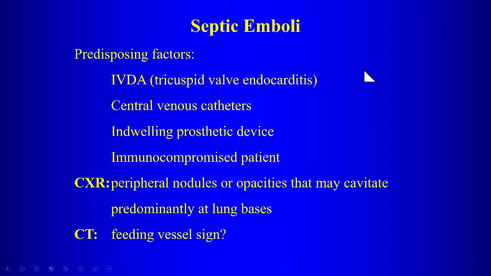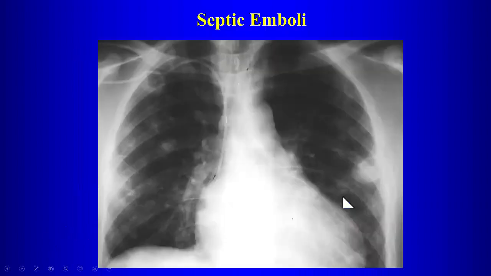So septic emboli: predisposing factors are IV drug abuse, tricuspid endocarditis, central lines, any indwelling prosthetic devices, and immunocompromised patients. We look for peripheral nodules or opacities with cavitation. They're predominantly at the lung bases. Some textbooks talk about the feeding vessel sign. It turns out that that's really not that helpful. So with peripheral lesions, especially with cavitation, we want to think about septic emboli.